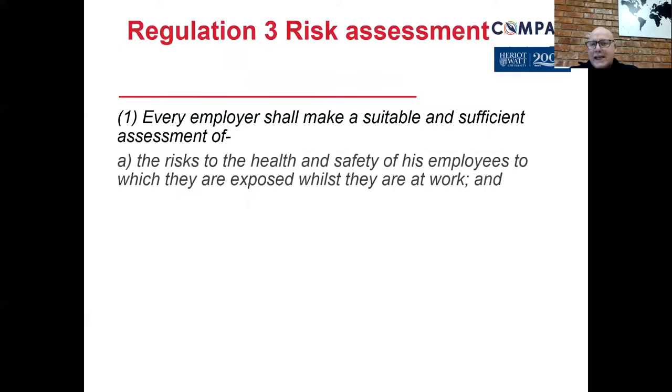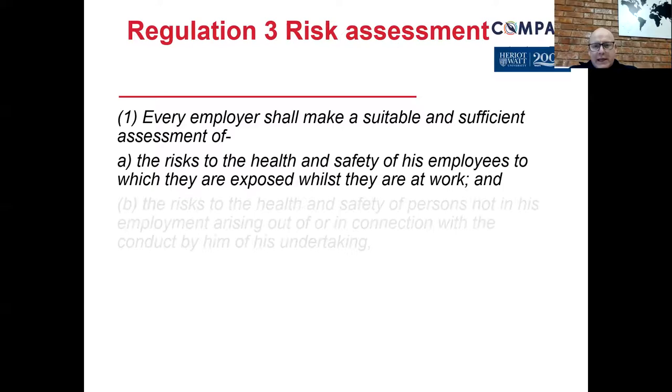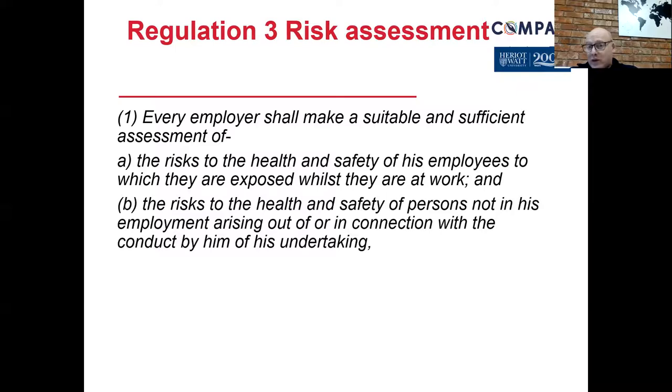So Regulation 3 is the one that stipulated the need for risk assessment, and it went into detail about the need for it to be suitable and sufficient. And within the code of practice, as was, it actually gives a description of what that meant. The risks to health and safety of his employees, and then part B was the risk to health and safety of persons not in their employment. So it covered a variety of different people.